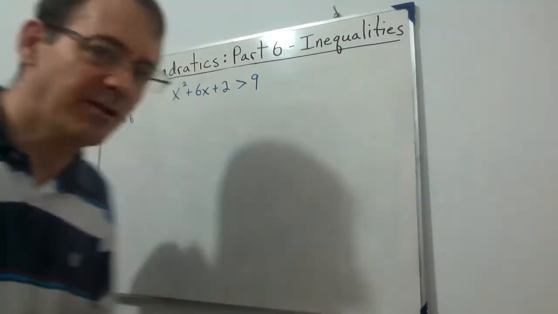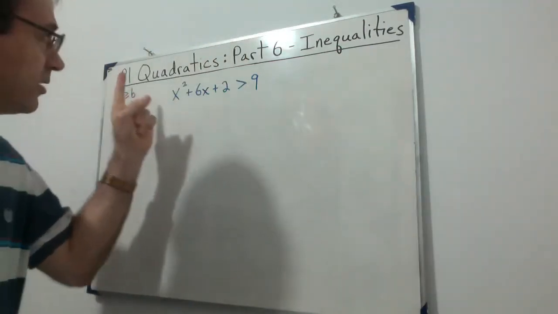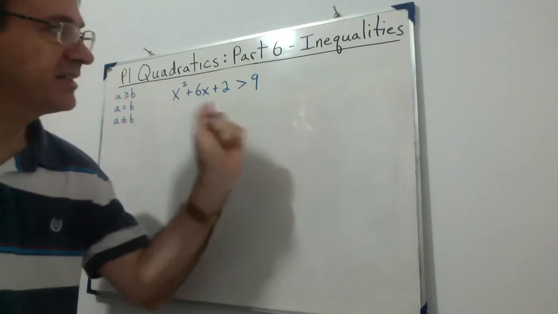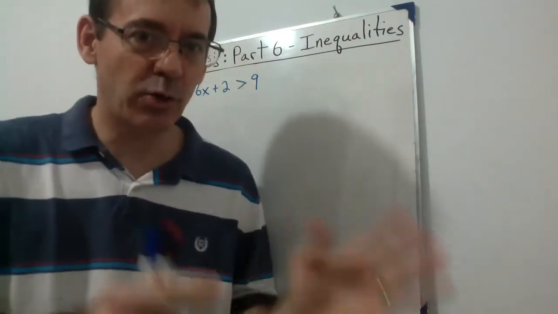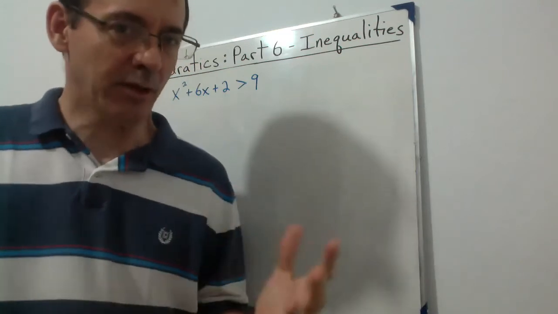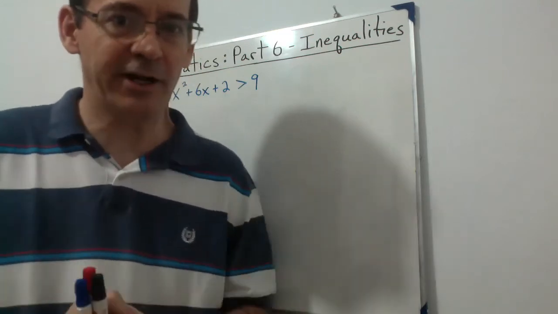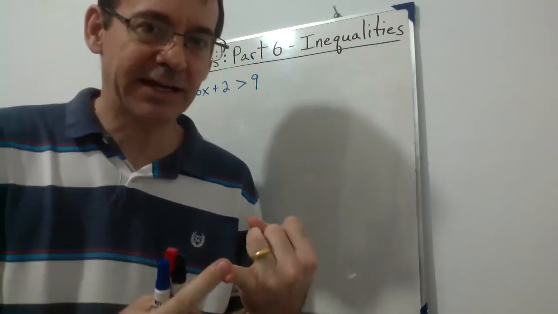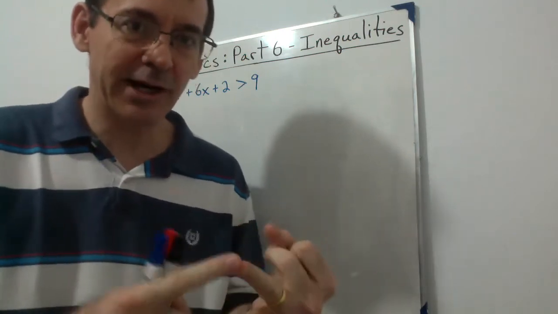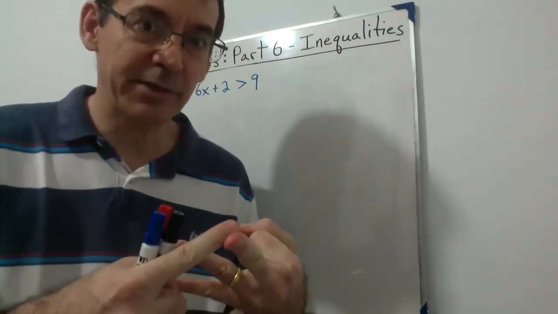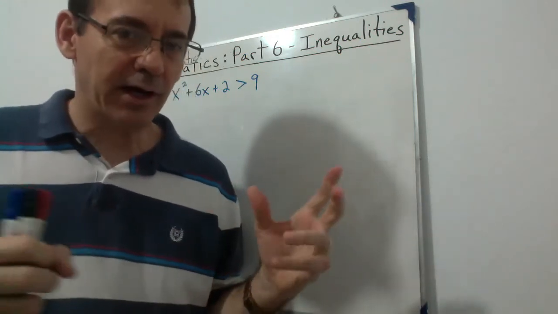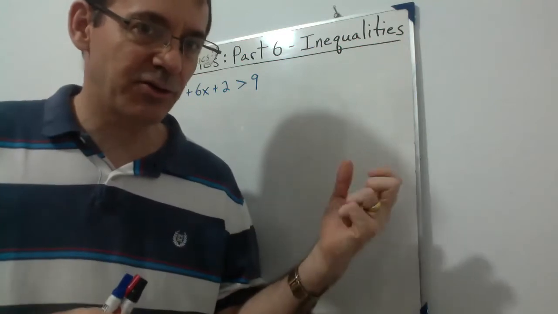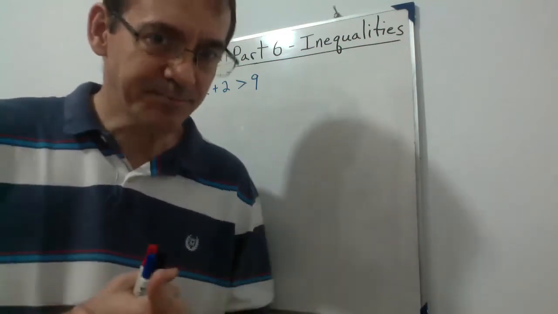Today, we want to look at our Pure Maths 1 Quadratics unit, Part 6, Inequalities. So what do we do when we run into a quadratic inequality? Well, we've already looked at solving quadratic equations. We've looked at factoring, completing the square, the quadratic formula and the magic potion, and we've also looked at those in relationship to sketching.